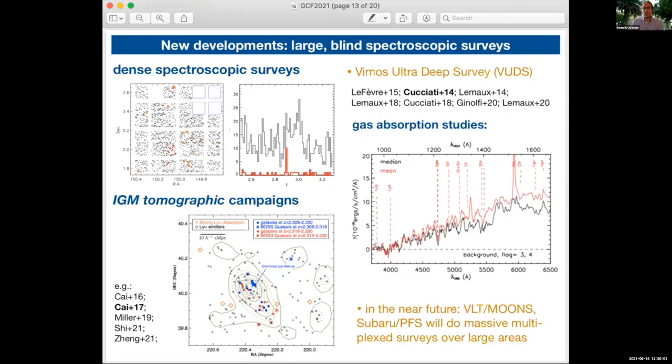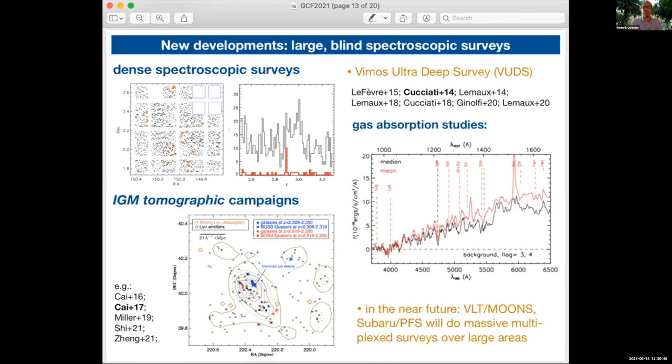Another huge surprise, I think, in recent years was the arrival of large blind spectroscopic surveys, such as the VIMOS Ultra Deep Survey. These dense spectroscopic surveys allow us to find protoclusters where we didn't know they were or where we weren't particularly looking. The example here of Olga Cucciati et al. 2014 shows you that once you have a redshift of every object in a limited location on the sky, you can pick out the dense regions, even when the two-dimensional or the projected distribution of objects on the sky didn't allow you to identify these objects.